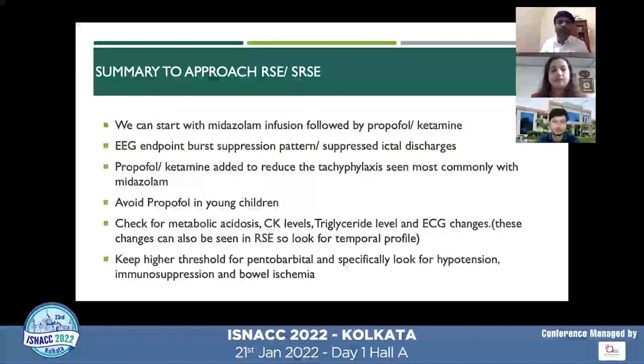To summarize, we can start with midazolam infusion followed by propofol and ketamine. EEG endpoints are burst suppression or suppression of ictal discharges for the different drugs. Propofol and ketamine are usually added to reduce the tachyphylaxis seen most commonly with midazolam. We avoid propofol in young children. We check for metabolic acidosis, creatine kinase level, triglyceride levels, and ECG changes when the patient is on propofol infusion. We keep a higher threshold for the use of phenobarbital, as I have explained the disadvantages, and specifically look for hypotension, immunosuppression, and bowel ischemia in these patients.